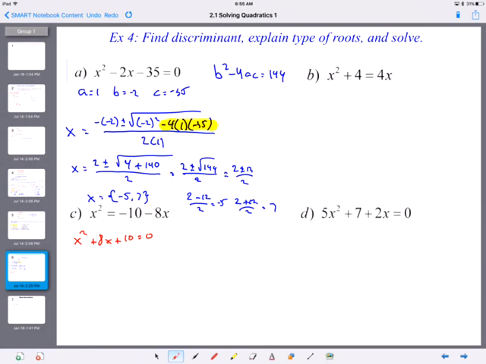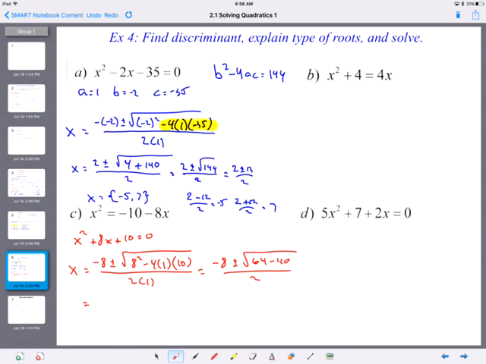So if you want to pause it and go ahead and practice it yourself first, that might not be a bad idea. I'm going to go ahead and get started. x is equal to the opposite of b plus or minus the square root of b squared minus 4ac all over 2a. So that's negative 8 plus or minus the square root of 64 minus 40 over 2, which is equivalent to negative 8 plus or minus the square root of 24 over 2, since 64 minus 40 is 24.